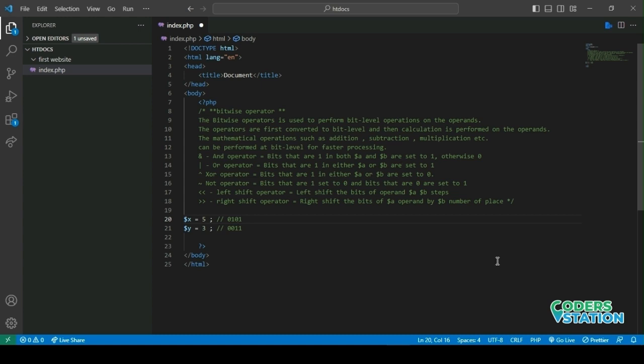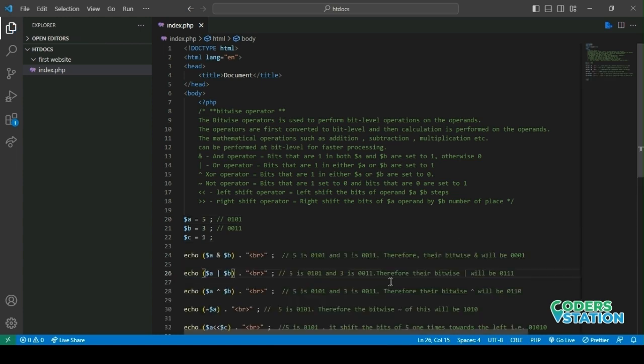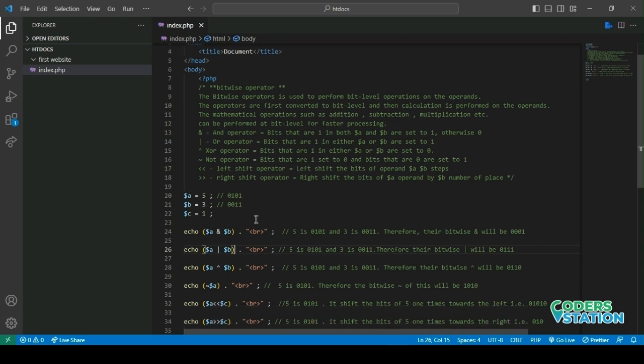Let's see some examples. So $A and $B are 5 and 3. So we perform the AND operation on $A and $B. So as you know, it's 5 and 3. So if both the values are 1, then it sets to 1. So 1, 1 will be 1. And then nothing is 1, both are not 1, so it will be 0. So it gives us 1.